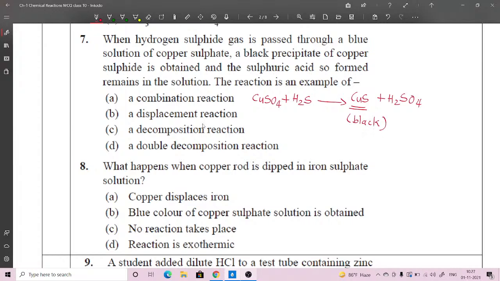Okay, so this is an example of a double decomposition reaction. See here, this and this have interchanged. These two ions have interchanged their position. Therefore, it's an example of a double decomposition reaction.